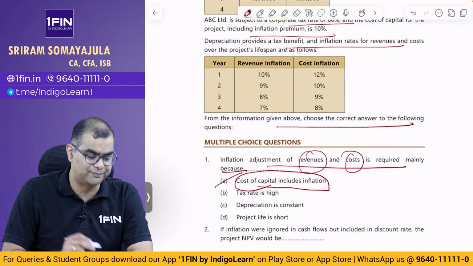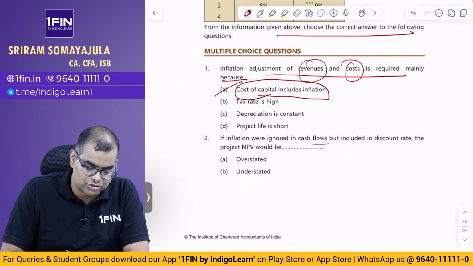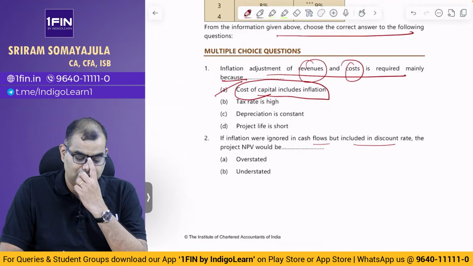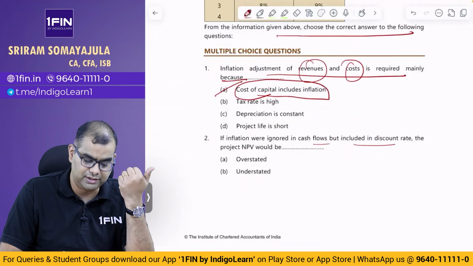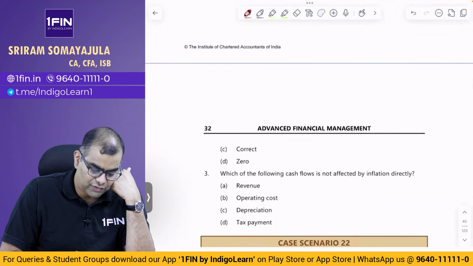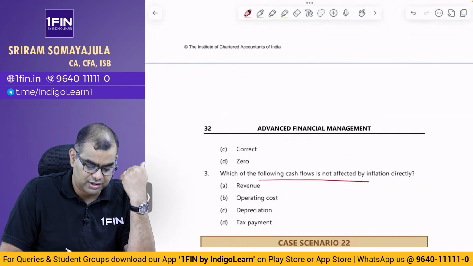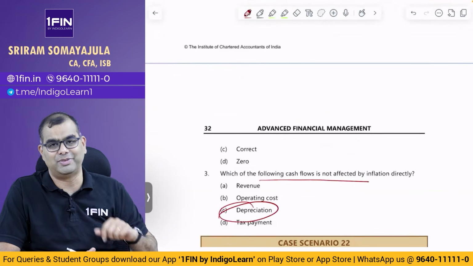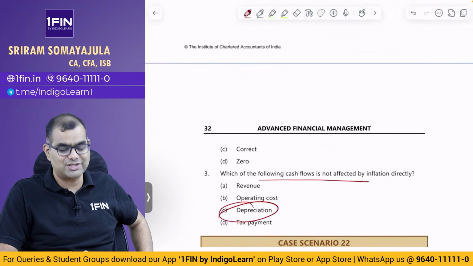So answer is A. Then if inflation were ignored in cash flows but included in discount rate, the NPV would be, so cash flow is not high but discount rate is very high, so NPV would be understated. Which of the following cash flow is not affected by inflation? Revenue, operating cost, depreciation, tax payment. See, other than depreciation, everything else is affected by inflation. Depreciation is at historical cost.